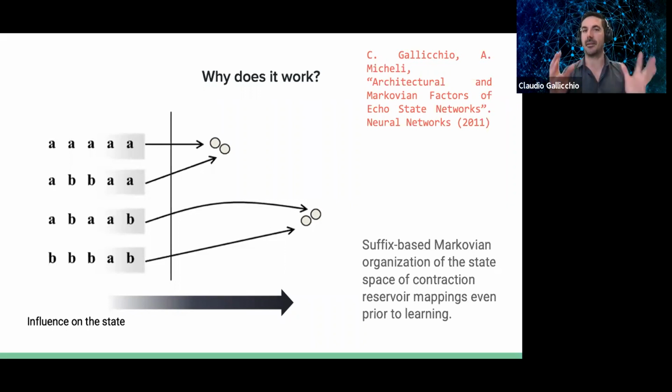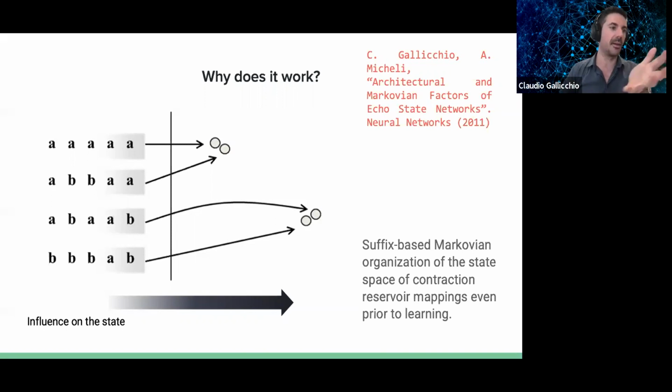And the fundamental properties of recurrent layers are indicated in this slide. If our system is stable, or even more so contractive, it implements what is called a suffix-based Markovian organization of the state space. This is depicted intuitively, at a very high level, in this slide. Suppose we have these four input sequences for our system. On the left, we have the inputs, let's suppose symbols, just A and B. And on the right, we have the state space. Remember, the learning will take place only in this state space. For example, suppose that for the sake of simplicity we have a classification problem, so we want to classify these sequences.